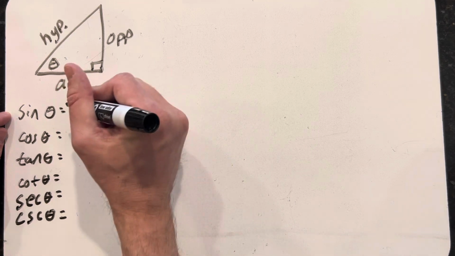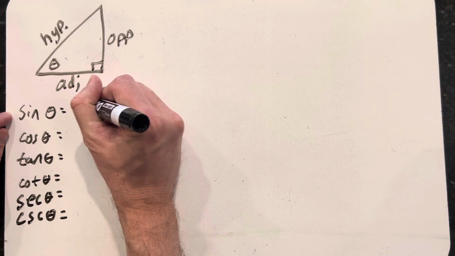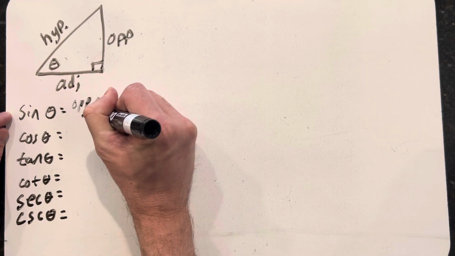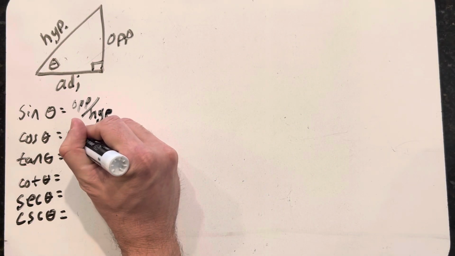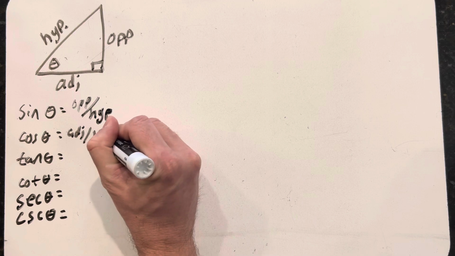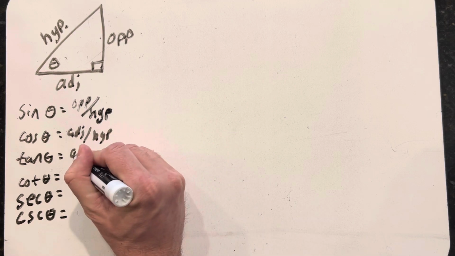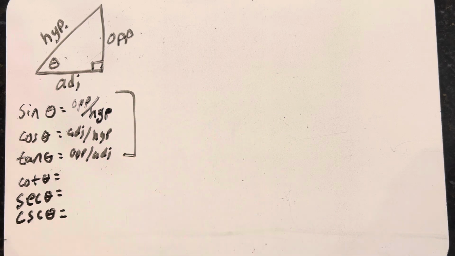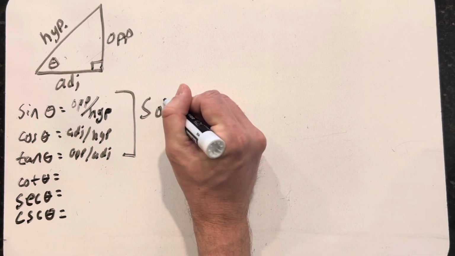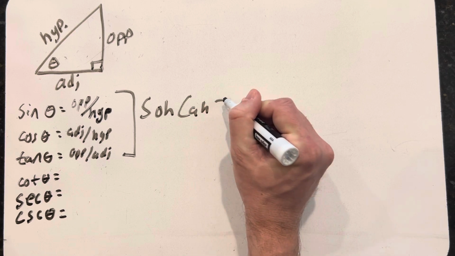So we know that sine is the opposite over the hypotenuse. We know that cosine is the adjacent over the hypotenuse. And that tangent is the opposite over the adjacent. And of course, we know how to remember that by thinking about SOHCAHTOA.